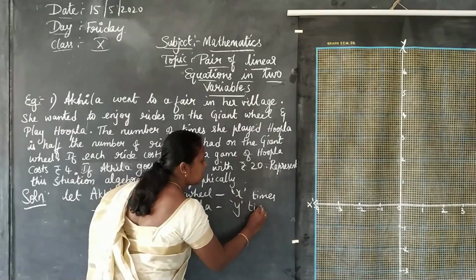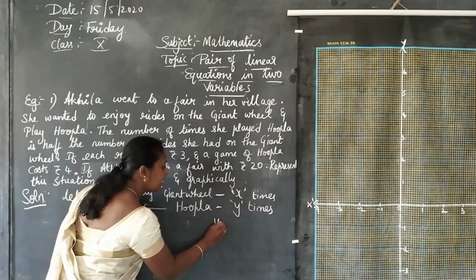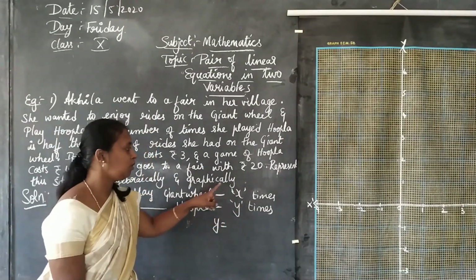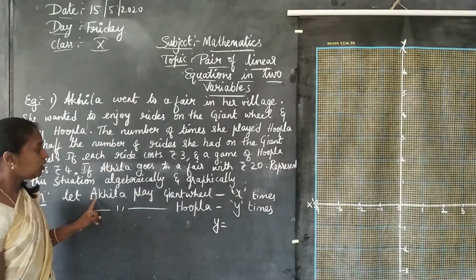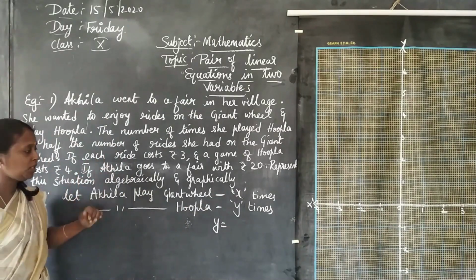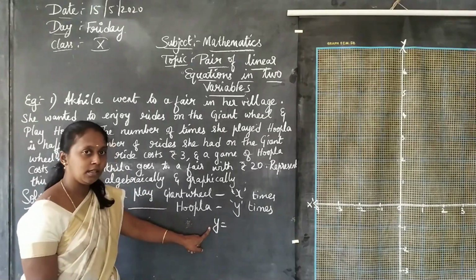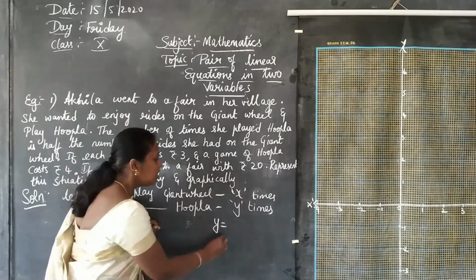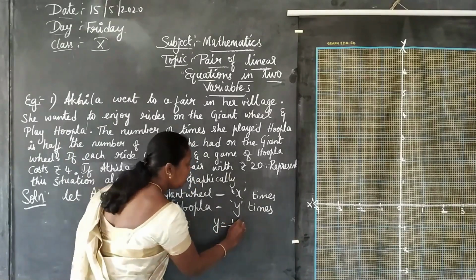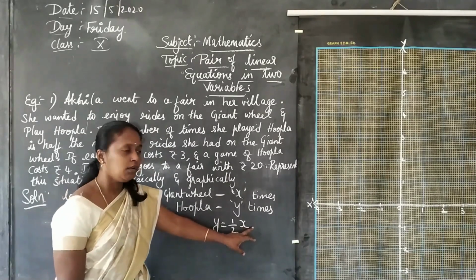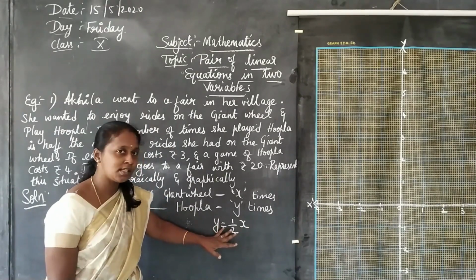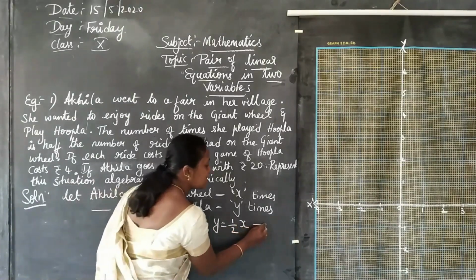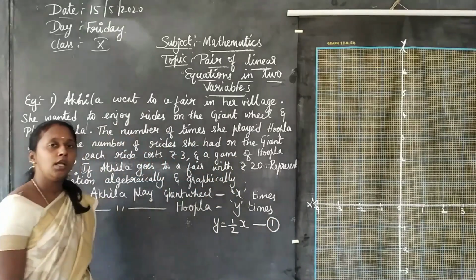Hoopla is y times, giant wheel is x times. So the relation they have given for the two games is that she plays hoopla half the number of times of the giant wheel, so half of x, 1 by 2 x. I feel you are all clear with this. Okay, children. So y is equal to half x. Let me consider this as equation number 1.